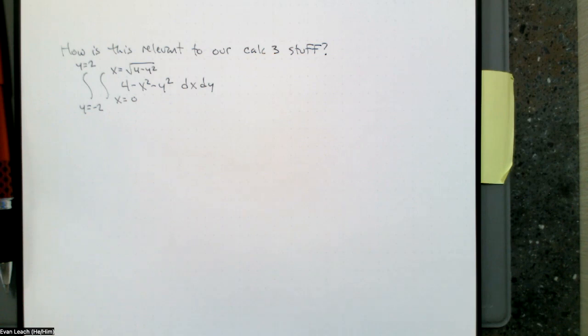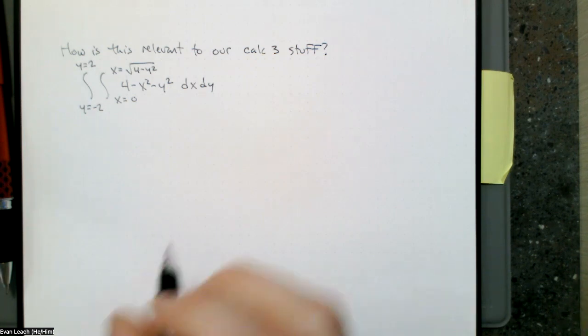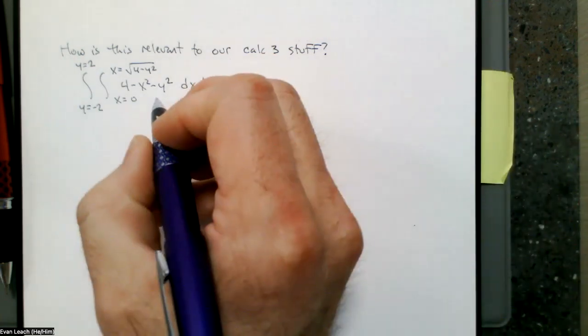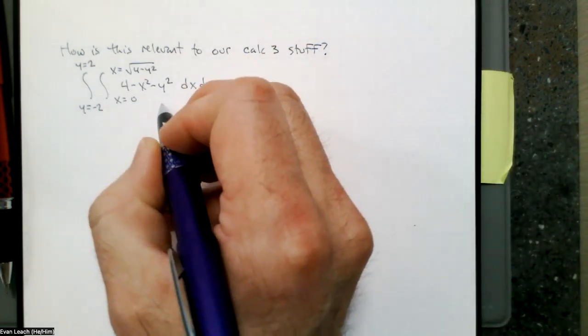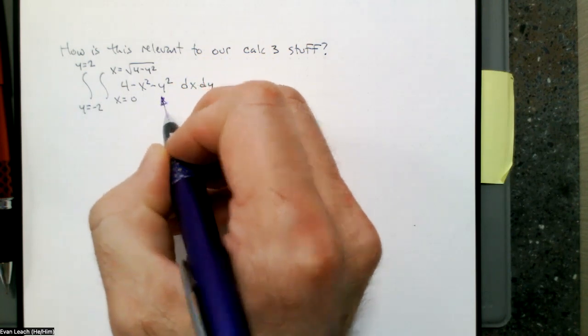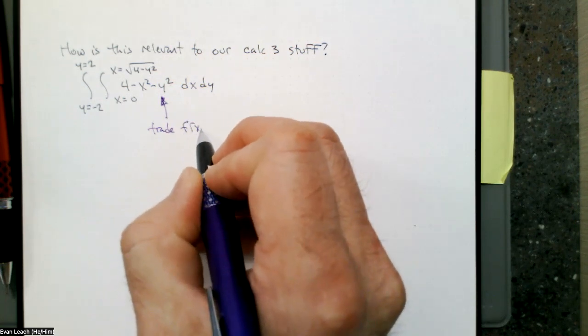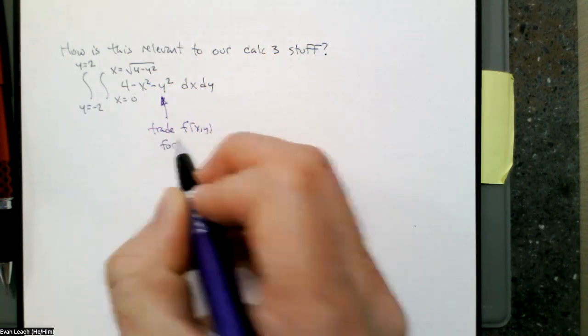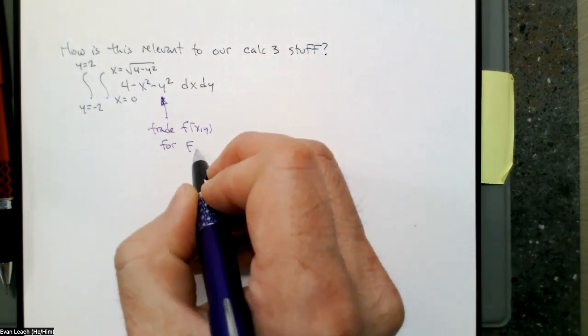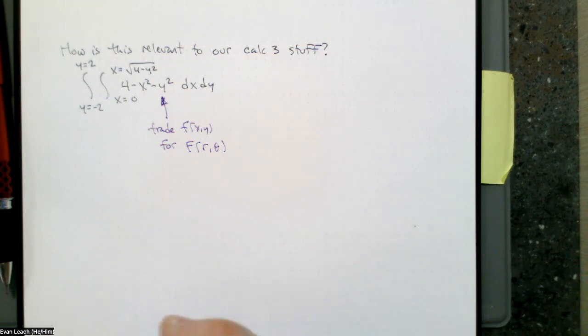We're describing a round thing with rectangular coordinates. That's messy. But if we have this, so this is a function of x and y, we're going to want to trade this for some function of r and theta, because we're describing a round thing with square coordinates.